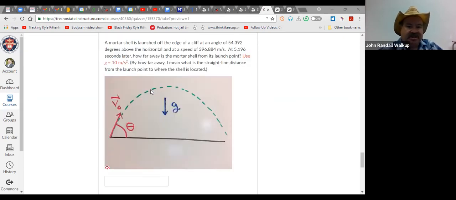A mortar shell is launched off the edge of a cliff at an angle of such and such. This is the same problem as the one above, but I'm asking you for the straight line distance. So instead of finding the velocity vector, you're finding the displacement vector. Other than that, it's the same.